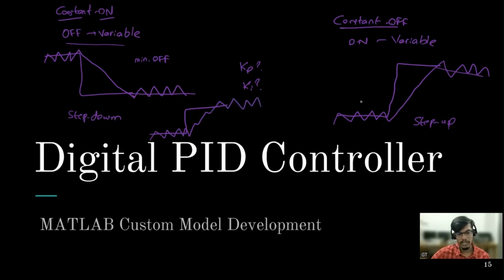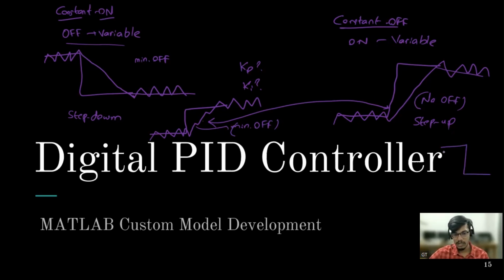If you compare these two, we can say that the right one is faster because there is no off time here, since on time is variable. Here on time is fixed and off time is variable, and we have discussed in the previous slide that there should be something called minimum off time. Because of this minimum off time, the step up transient will not be as fast as constant off time. Similarly, if you consider step down transient here, off time is constant and on time is variable.